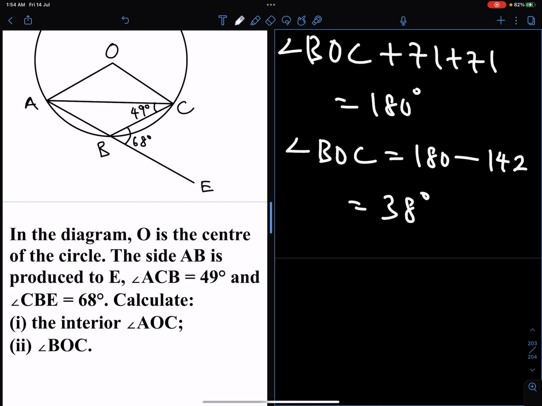And that's it. Very, very simply. If you're able to remember the theorems, you are never going to miss any question on circle geometry.